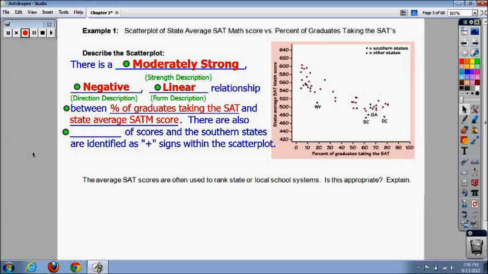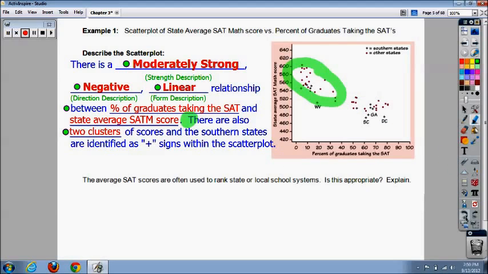Now you might also comment on, this next part is optional, only if you notice something else going on in the scatter plot, or if you want to comment on other things in your scatter plot. We could say there are also two clusters of scores, and the southern states are identified as plus signs within the scatter plot. So you could say, here's a cluster of states that are all kind of together, and here's a cluster of states that are all kind of together. If you notice those clusters, you probably want to comment on them.